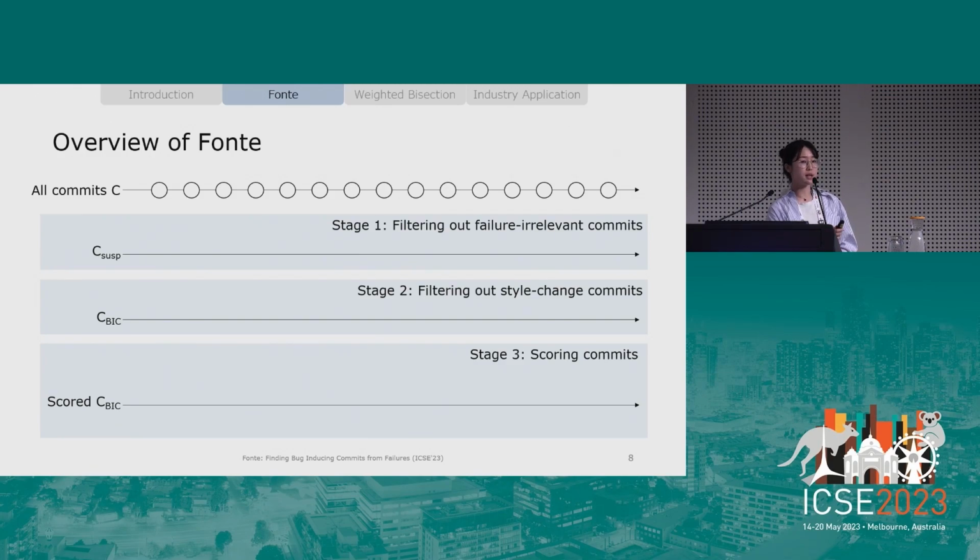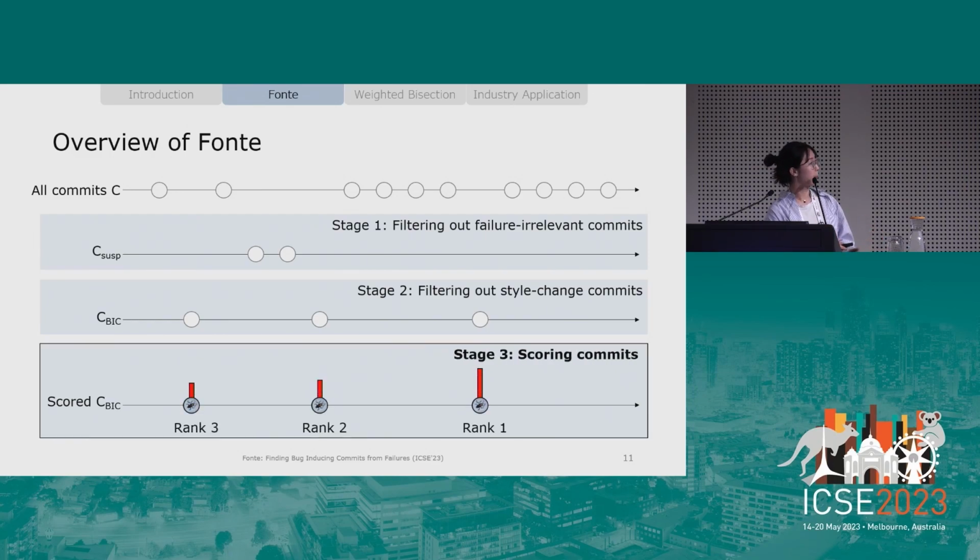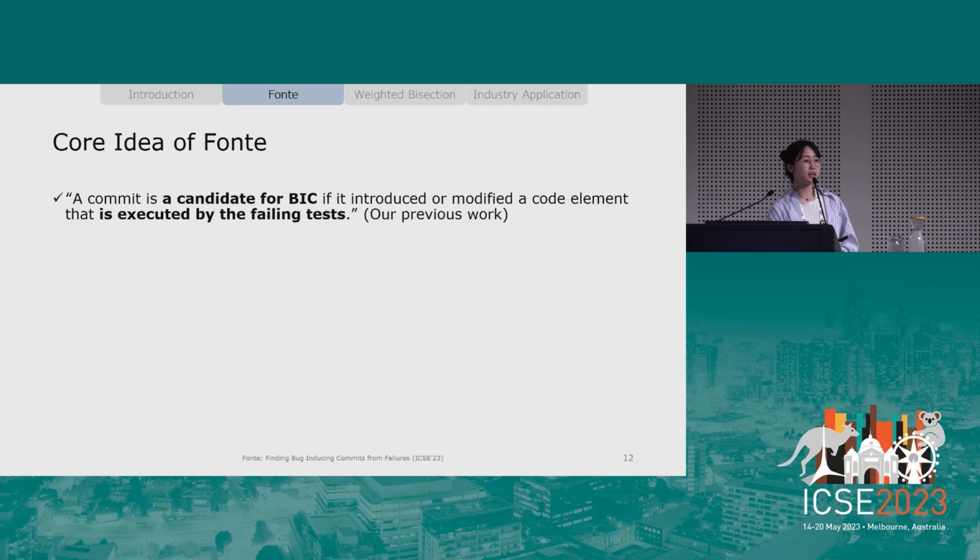Fonte consists of 3 stages, where the first stage is identical to our previous work that filters out the failure-relevant commits using coverage. In the following stage, it further detects and discards the style change commits that do not affect the program semantics. And in the final stage, the BIC candidates are scored. To score the BIC candidates, we started with this necessary condition of BIC from our previous work. Using this condition, we were able to reduce the BIC search space, but cannot pinpoint the BIC.